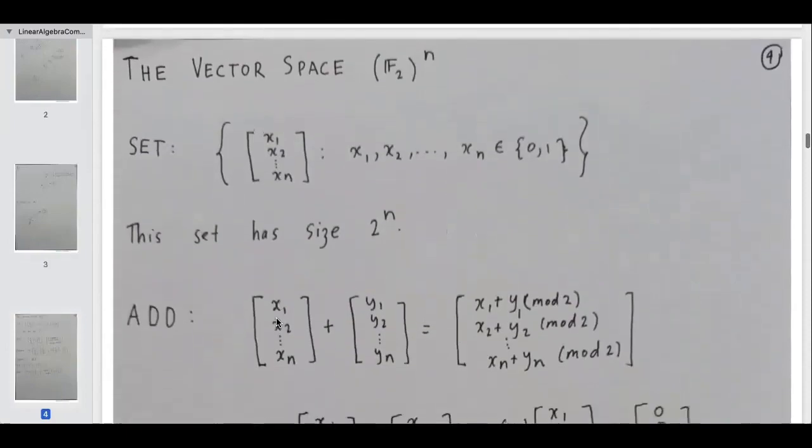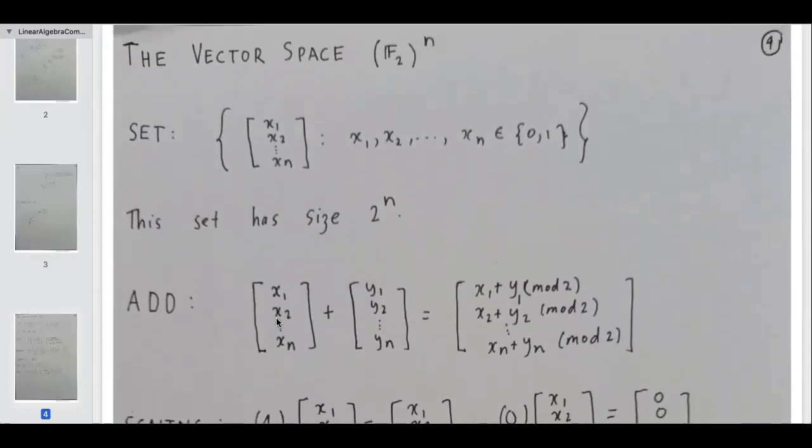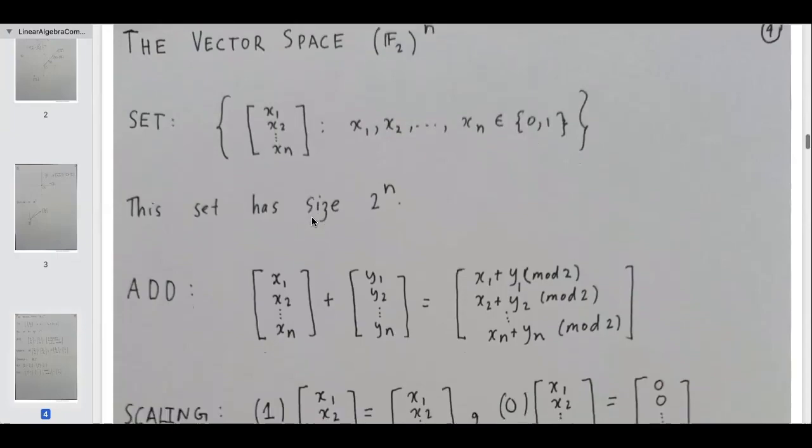So now let us come to a different vector space, which is almost the same. The vector space F2^n. But in this case, the set of vectors is finite. So the set is all columns x1, x2, ..., xn such that each coordinate belongs to the set {0, 1}. And since each coordinate has two possibilities, this is a finite set of size 2 to the n.